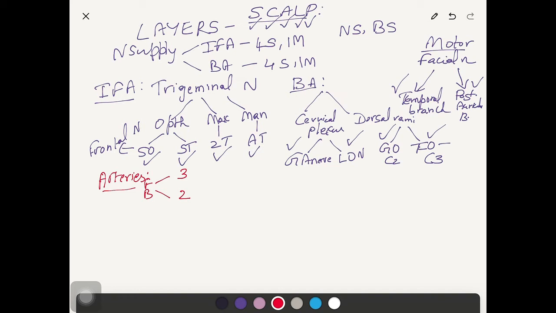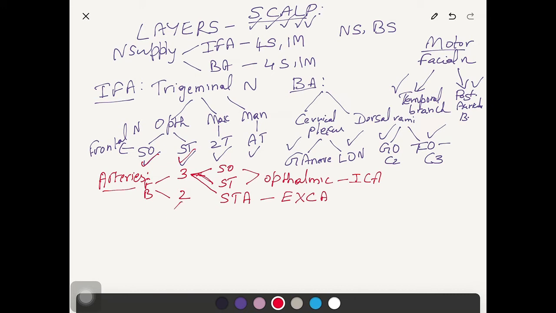place. If you see this, in front of the auricle there are 2 arteries, same as the nerves; you can remember supraorbital and supratrochlear, same as the nerve names. They are derived from the ophthalmic branch of the internal carotid artery. Another artery which supplies here is the superficial temporal artery, which is a branch of the external carotid artery.